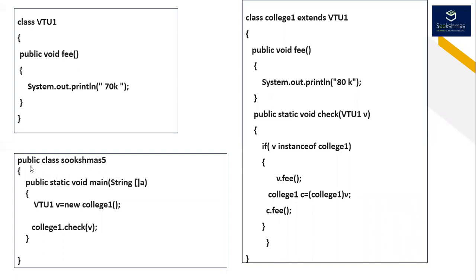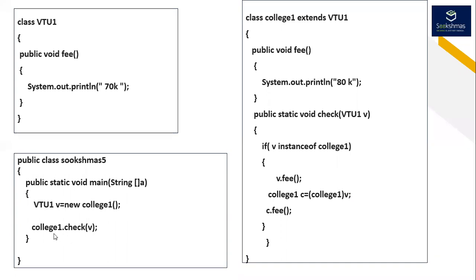And here we have one more class, public class Sukshma5. Execution of the program begins from main, and here the actual execution starts. This is upcasting code, guys. VTU1 v = new College1(): the reference is for the parent class and the object is for the derived class. Upcasting code I have written.